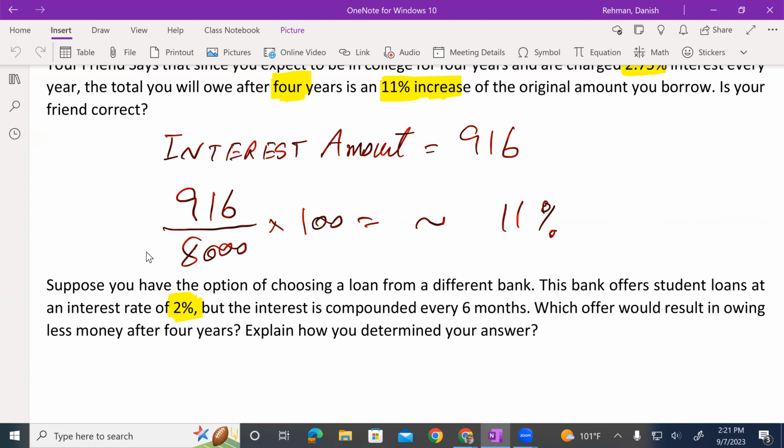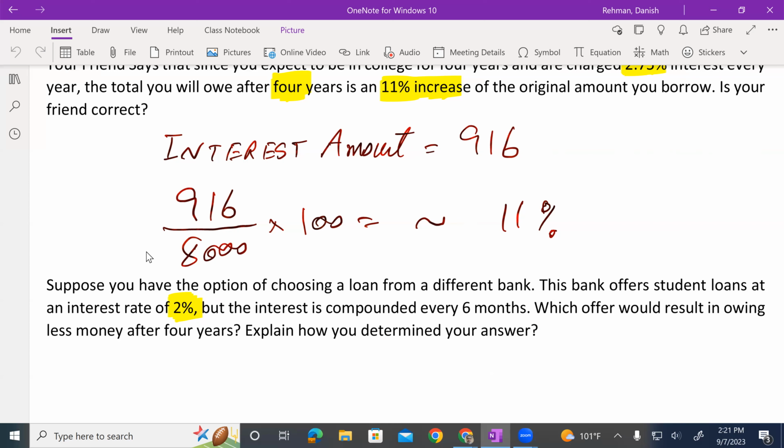How much was the time in the first bank? How often was it compounded? Annually. And here, what's happening? How many times is it getting compounded? Yes, it's getting compounded every 6 months, and that's where the catch is. It's compounded every 6 months, and I have highlighted it in red.